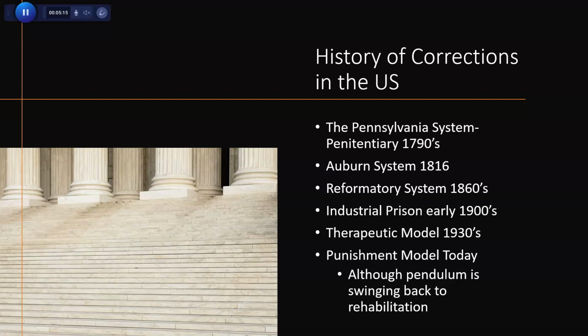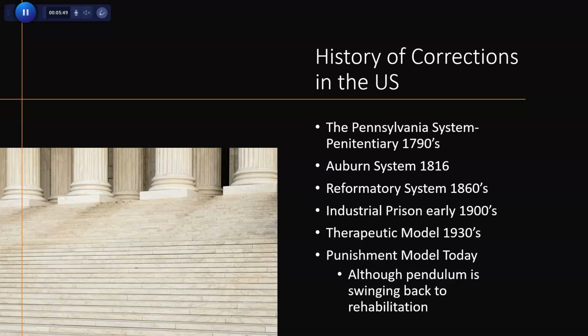The Pennsylvania system was a place for solitary confinement where inmates were not allowed to speak to each other at all. As you can imagine, people being housed in solitary confinement without any kind of human interaction did result in many people going crazy. So that's obviously kind of a problem. Then the Auburn system was a little bit different in that inmates were allowed to leave their cells and go to work during the day, but they still were not allowed to speak.